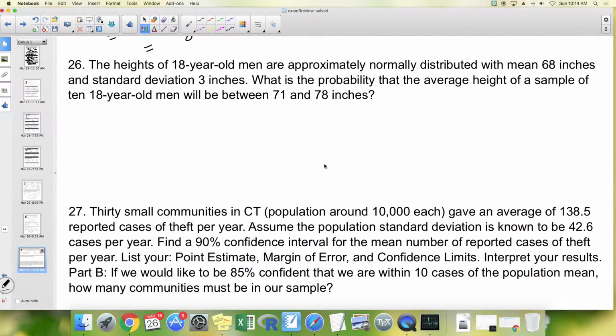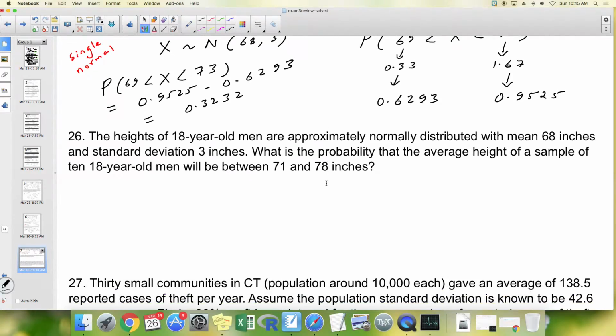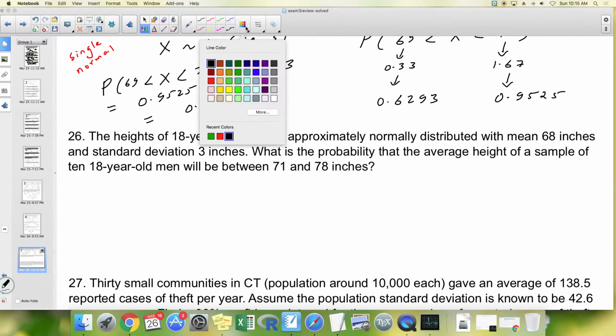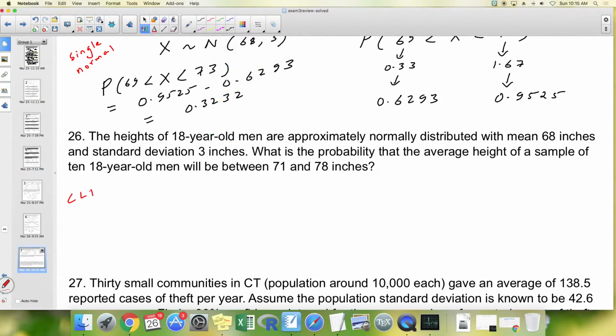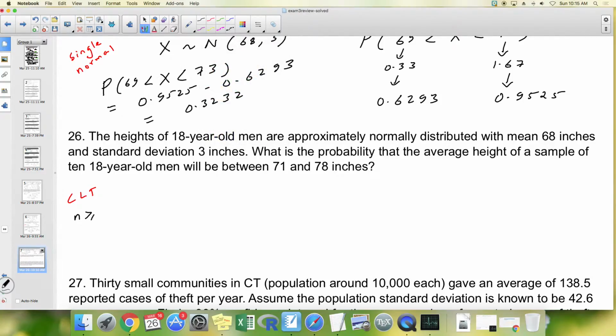Compared to that, problem 26 is okay. So the first statement of problem 25 and 26 are the same, but note that for problem 26, it's what's the probability that the average height of a sample of 10 18-year-old men will be between 71 and 78. So now it's no longer a single normal problem, it's a CLT problem. For CLT, once again, we need n bigger than or equal to 30, or population is normal. Do we have one of those? Here n is 10. So this is not satisfied, but this is, because the heights are approximately normally distributed.